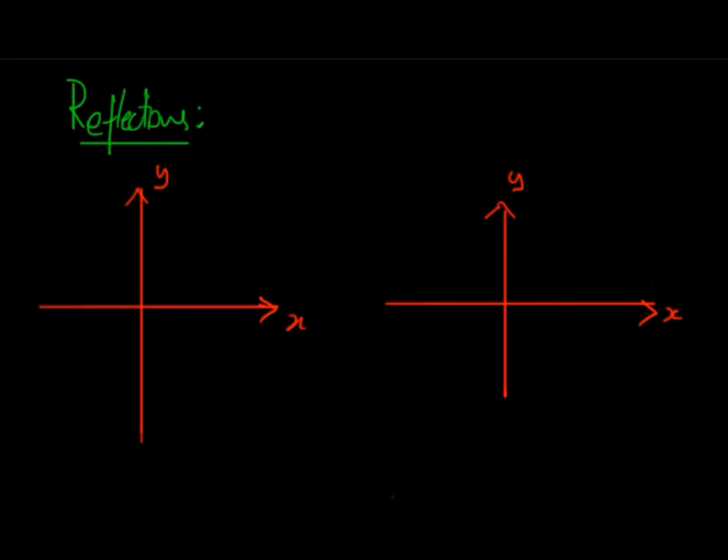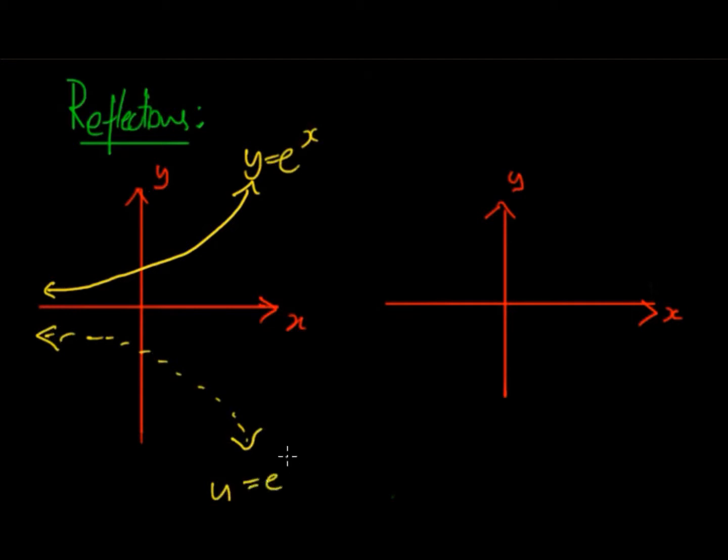So what about reflections? Well, with the reflections, it's pretty standard. You have y is equal to e to the x. And let's say we're reflecting in the x-axis. It's just going to look like this. Graphically, it's quite easy to see.